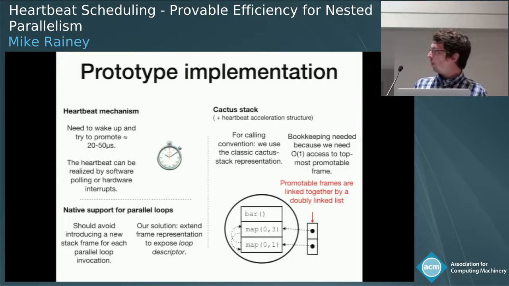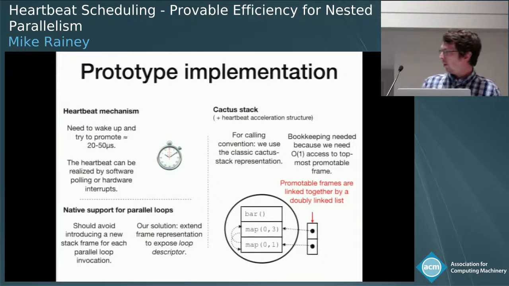So the calling convention had to change, like I was alluding to. One change that we implemented that's totally standard for fork join is we used a cactus stack data structure to represent the call stack. But we extended that data structure with a doubly linked list that's basically connecting all of the frames that contain some latent parallelism in them. The reason we did that is that we needed a mechanism so that when promotion kicks in, it can, in constant time, access the oldest opportunity. It can find the oldest piece of latent parallelism in the call stack.